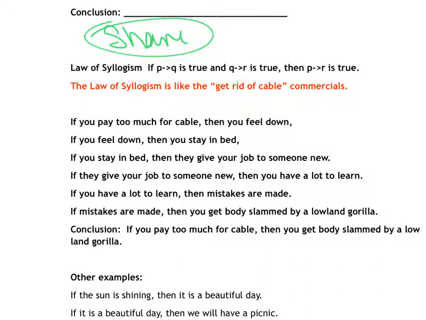If you give your job to someone new, then you have a lot to learn. If you have a lot to learn, then mistakes are made. If mistakes are made, then you get body slammed by a lowland gorilla. So the conclusion is, if you pay too much for cable, then you get body slammed by a lowland gorilla.